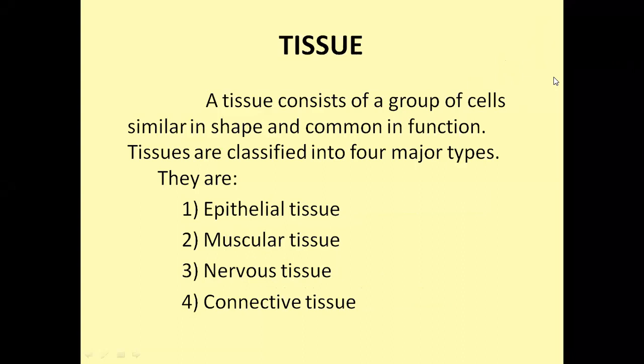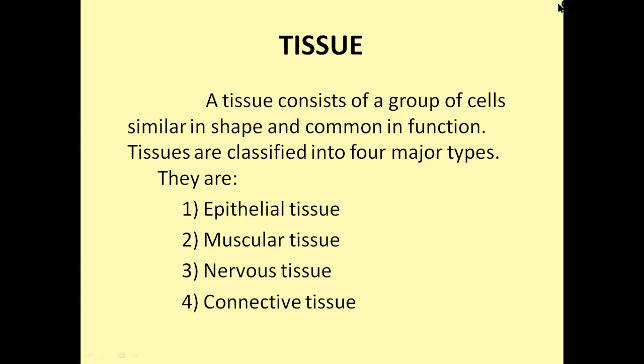So coming to tissues, you know that cells, different types of cells having similar functions and structures, are called tissues. So tissues are a group of cells which have similar structure and function. They are majorly classified into epithelial tissue, muscular tissue, nervous tissue, and connective tissue.